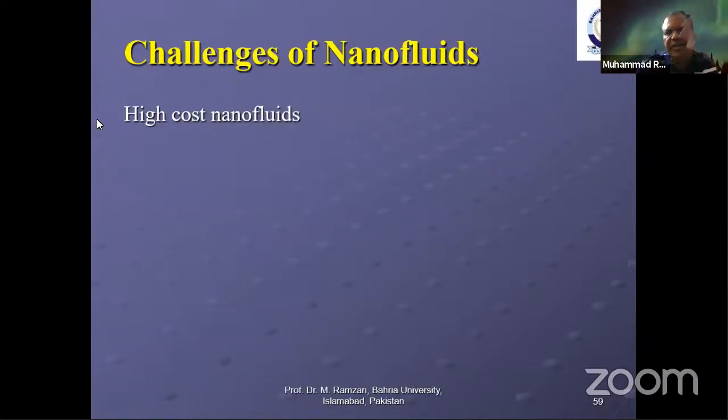So gradually the science is developing. As I told you in the previous slide, the single wall and multi-wall nanotubes range from $50 to $200 per kg. Initially, it was around $1,000 per kg, but now with improvement in science, the cost has reduced. We need further experiments and development in science so that the cost will be further reduced.